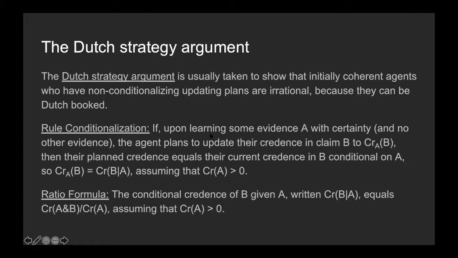If upon learning some evidence A with certainty and no other evidence, the agent plans to update their credence in claim B to CRA-B, then their planned credence equals their current credence in B conditional on A. So basically the plan for the update should equal the current conditional credence, assuming that the agent's credence in A, the learned proposition, is greater than 0. And then it's standardly assumed that the conditional credence of B given A relates to the agent's unconditional credences via the standard ratio formula that you have here. So nothing fancy happening here.